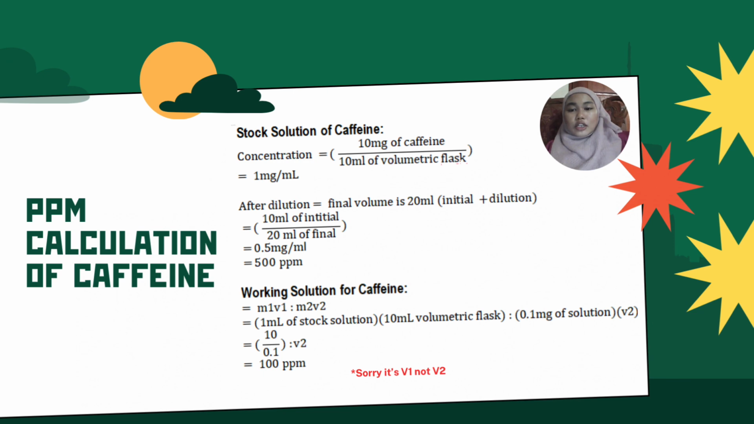For the working solution of the caffeine, we use the formula M1V1 equals M2V2. M1 is 1 ml of the stock solution, V2 is 10 ml of the volumetric flask, equal to M2, which is 0.1 mg of solution, with V2 remaining unknown. So 10 divided by 0.1 equals V2, and we got 100 ppm for the working solution of the caffeine.